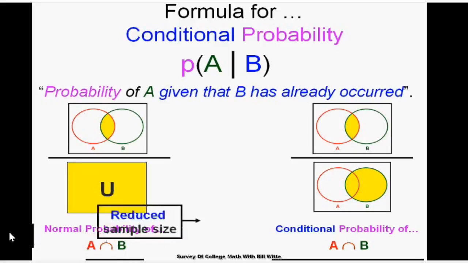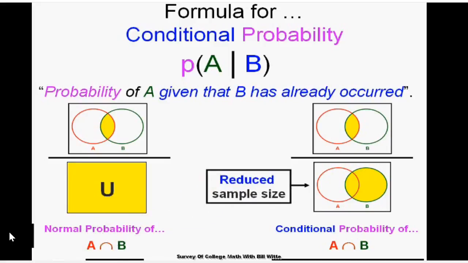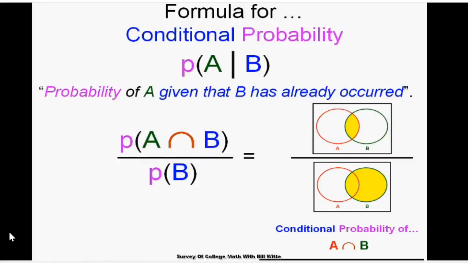So you see, I want to tell you my secret now. Our sample size is significantly reduced, all the way from the universe, all the way down to just B. I hope you can see that, okay? Consequently, the formula that we'll use for conditional probability, as long as we're positive that B has already happened, is going to be the probability of A intersection B, not over the sample space anymore, but rather over the probability of B occurring.